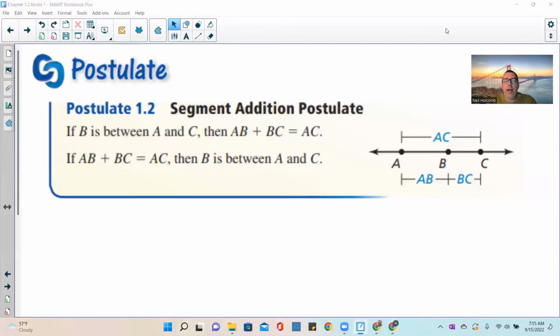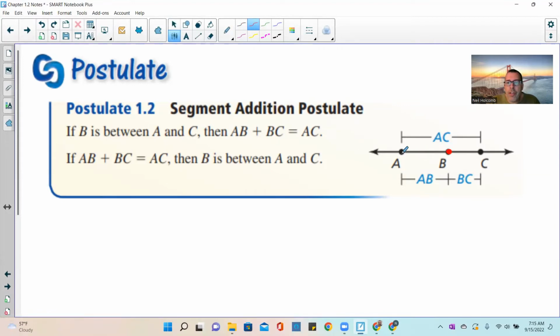Okay, so here is the postulate. If you do have betweenness, then this postulate works. And it says segment addition postulate. That's the name of it, postulate 1.2. And it says if B is between A and C, okay, so let's follow this. Okay, here we go. So if B is between A and C, so here is B, A's here, C's here, B is definitely in between them. Then we have smaller segments.